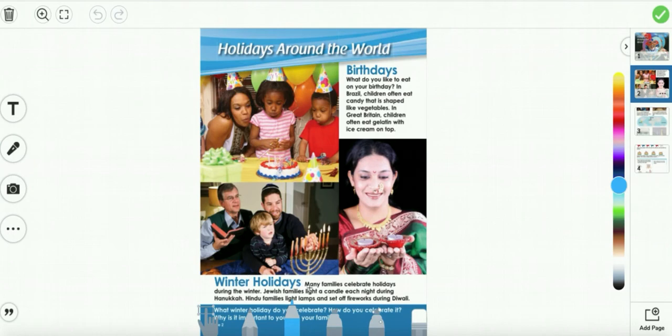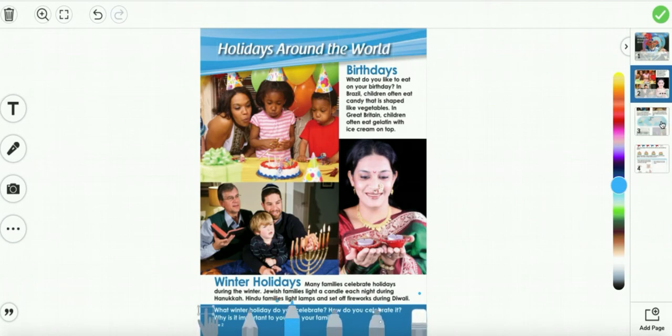Winter holidays. Many families celebrate holidays during the winter. Jewish families light a candle each night during Hanukkah. Hindu families might light lamps and set off fireworks during Diwali. What winter holiday do you celebrate? How do you celebrate it? Why is it important to you and your family? There are many different winter holidays, yes. An example would be Christmas.